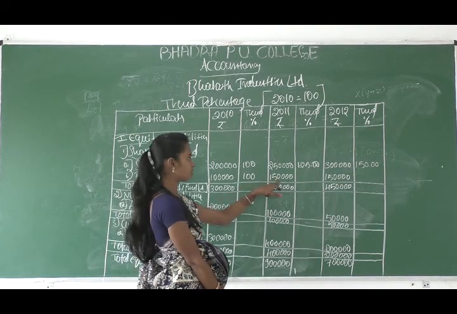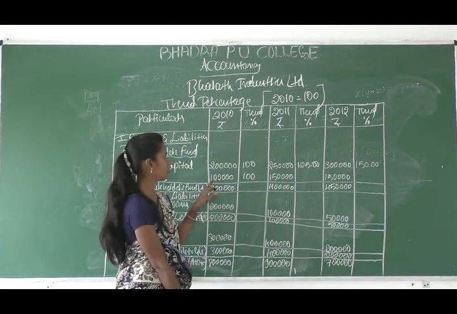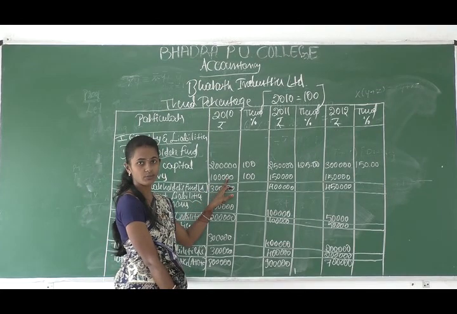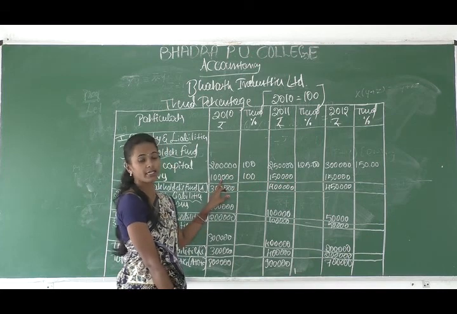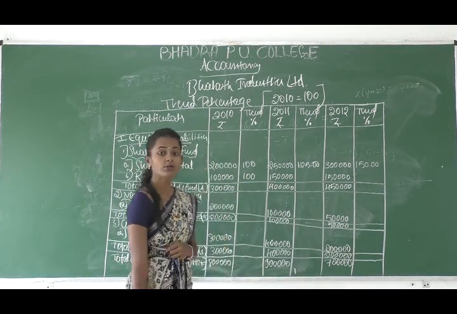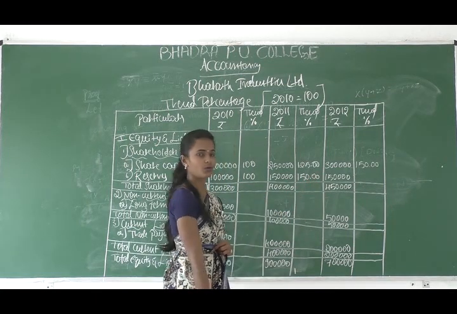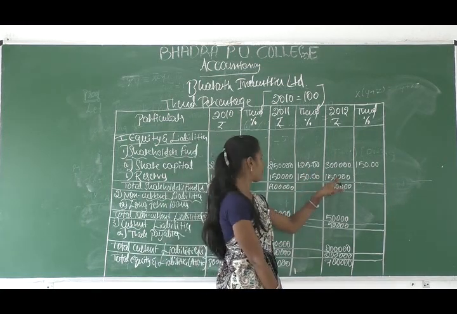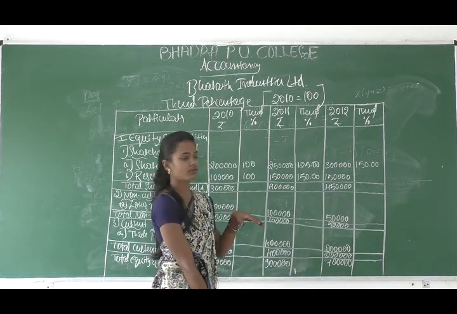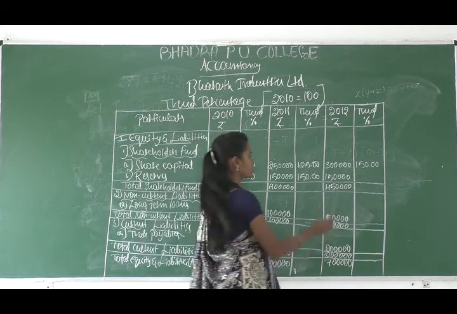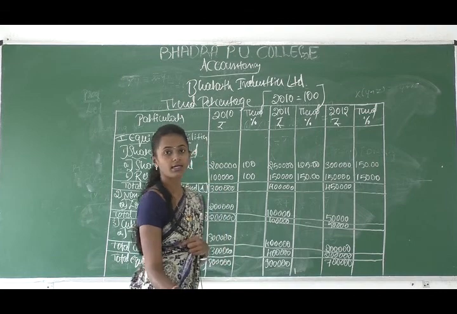And here in 2011 it's 1,50,000 divided by the base year value, 1 lakh. So 1,50,000 divided by 1 lakh into 100, then you will get 150%. And here in 2012 it's 1,50,000 again divided by 1 lakh into 100, again you will get the same percentage, 150%. Okay, is that clear?